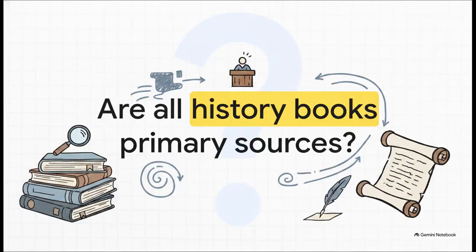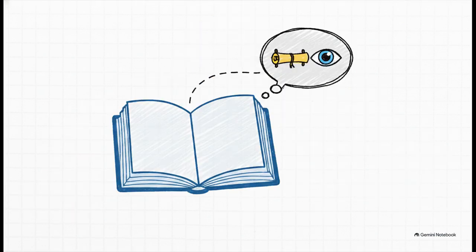Time for another misconception check. When we think of history, we naturally think of history books, right? So, are all history books primary sources just because they talk about the past? Actually, no. History books are almost always secondary sources. Why? Because the author is interpreting events they didn't personally live through. Look, unless the history book is a published diary from someone who was literally standing there when the event happened, it's a secondary source interpreting those primary materials. Make sense?